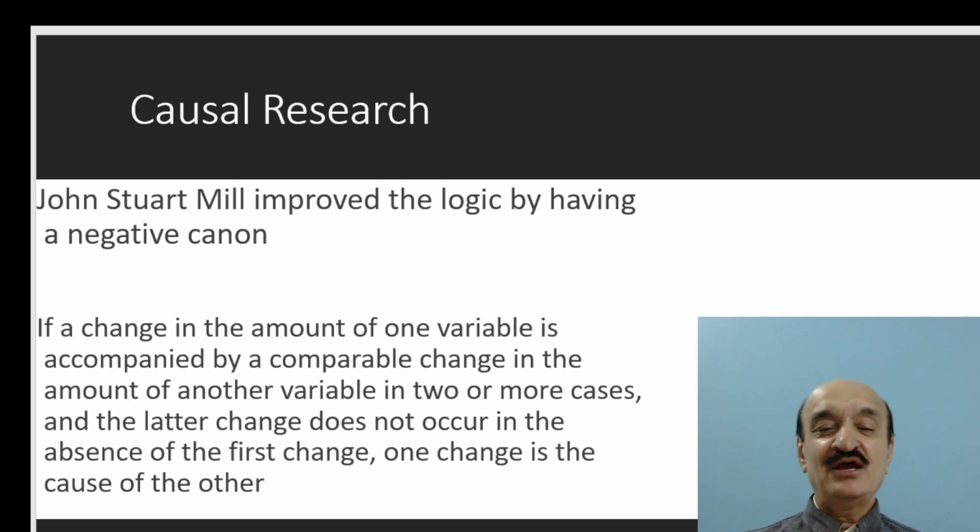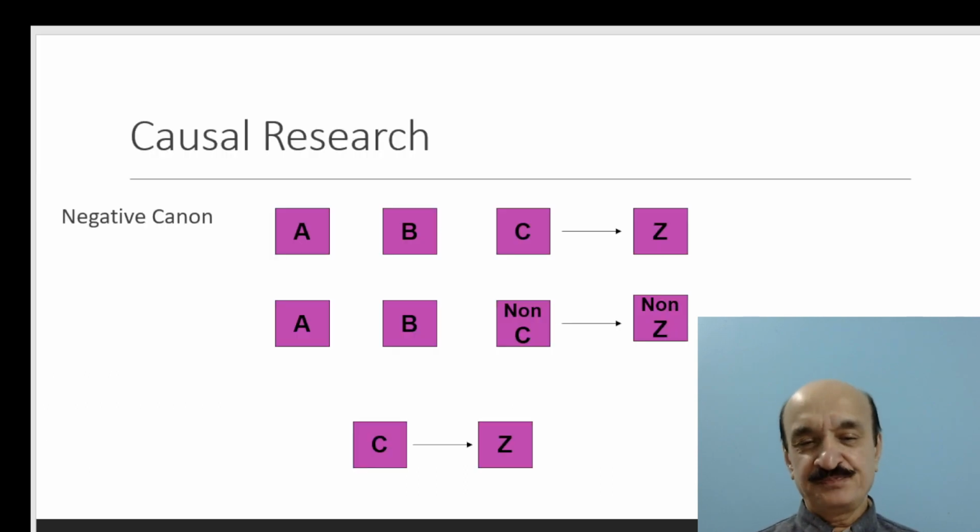Now, this concept is called a negative canon and may be slightly confusing as far as the words are concerned. So, let's see it with the help of a picture. A, B, and C lead to a Z. A, B, and a non-C: so, there's no C, no Z occurs. So, now we are substantially sure that Z is occurring because of C, or C is the cause of Z. I think this is now very simple to understand.